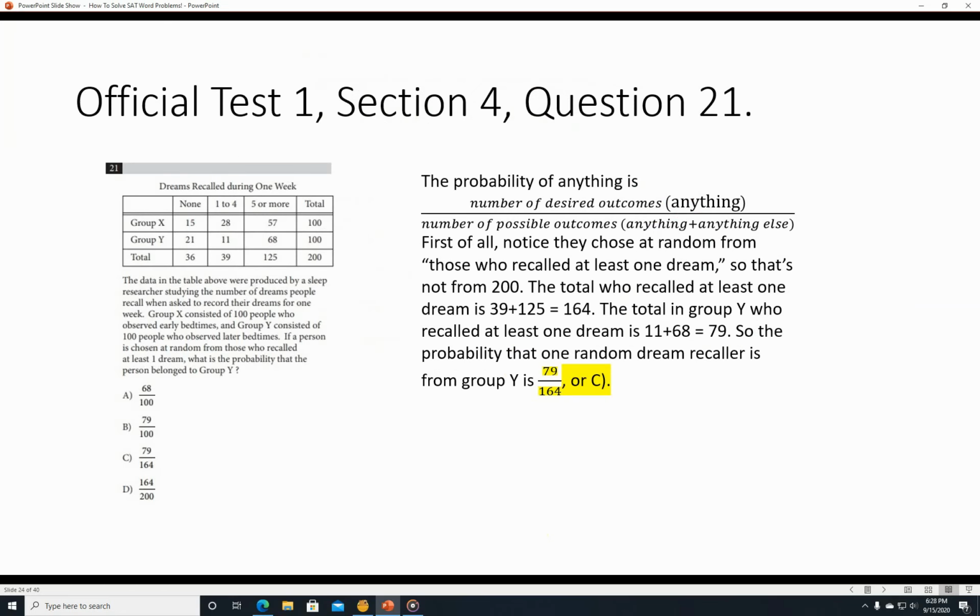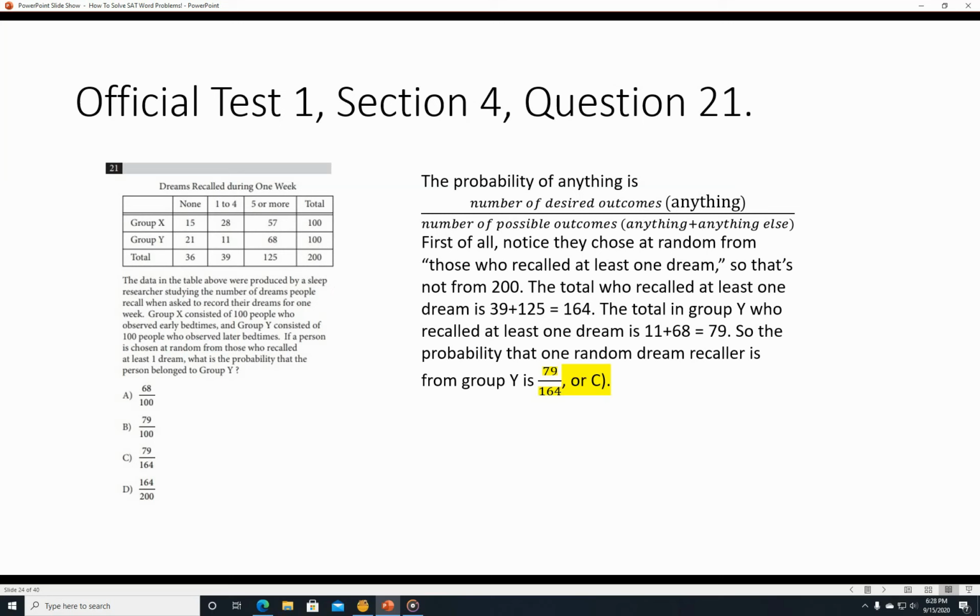All right, so question 21. This is official test 1, section 4. This is going to be the dreams recalled during 1 week. The data in the table above were produced by a sleep researcher studying the number of dreams people recall when asked to record their dreams for 1 week. Group X consisted of 100 people who observed early bedtimes, and Group Y consisted of 100 people who observed later bedtimes. If a person is chosen at random from those who recalled at least one dream, what's the probability that the person belonged to Group Y?